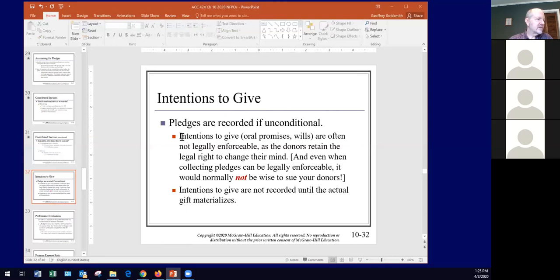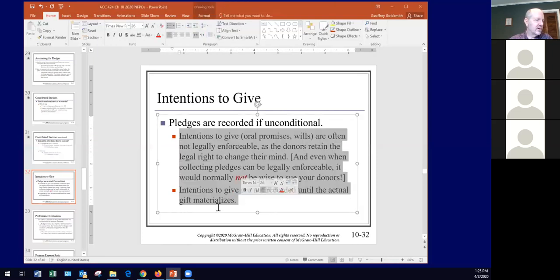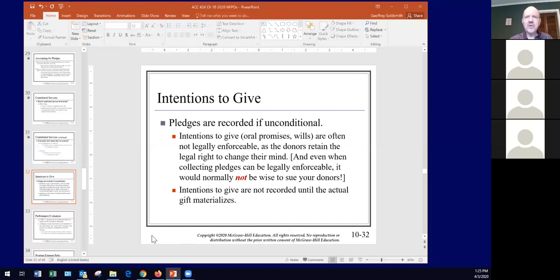Now, how is this different from what we were talking about before? Before, it was more the example of someone got fundraising literature and filled out a card saying, I promise to pay X amount each month for the next year. You see ads on TV for organizations wanting to raise money that way all the time. So they could recognize that as a pledge and as revenue. But if they're just talking to someone who says, yeah, I'm going to put it in my will, that's a different story.